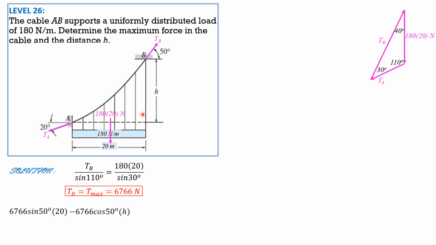Then minus 180 times 20 times 10 moment arm equals 0. So the only unknown here is h. Looking for h, h is 15.24 meters. So that's it for this problem.